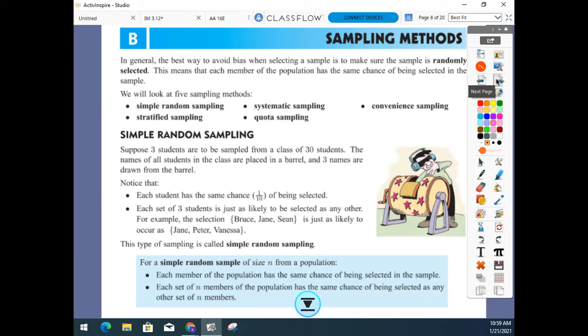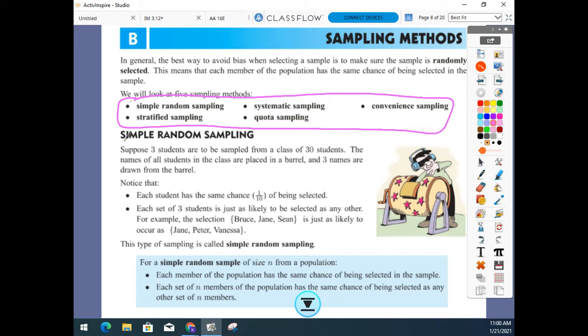Okay, section B, we're going to look at the different types of sampling. There are many different types. I know I didn't really make room, but you might want to write each of these down. Well, we'll look at each one separately.